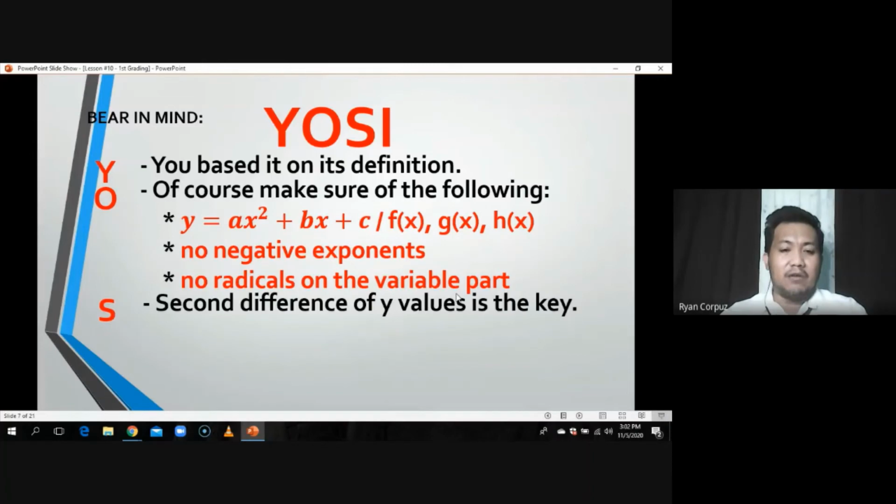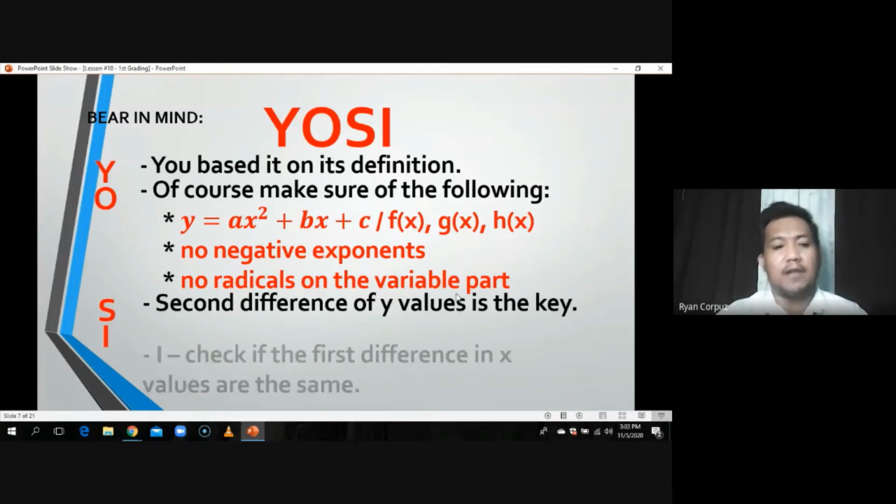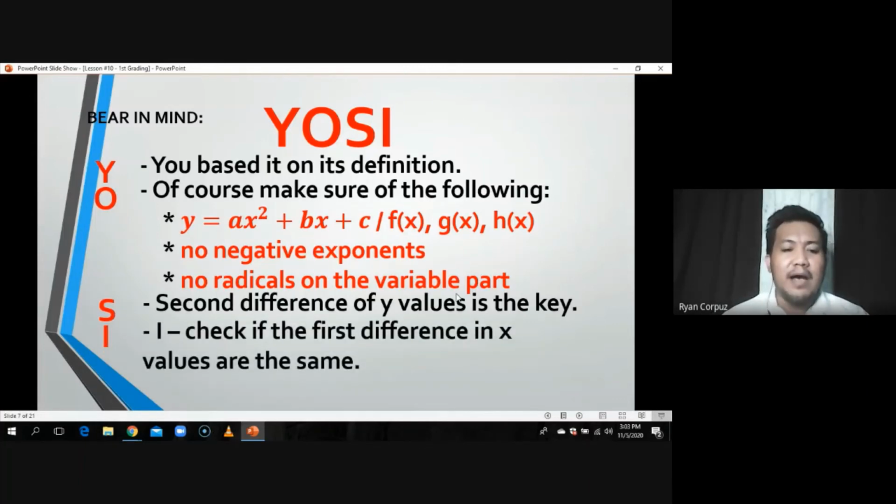So if their second differences are the same, then the table of values is showing a quadratic function. Later on, through an example, we will show how we get the second difference, and why it is the key for us to know if the given table of values is showing a quadratic function or not. Then, for us to really make sure of it, it says here, I stands for check if the first difference in x values are the same.